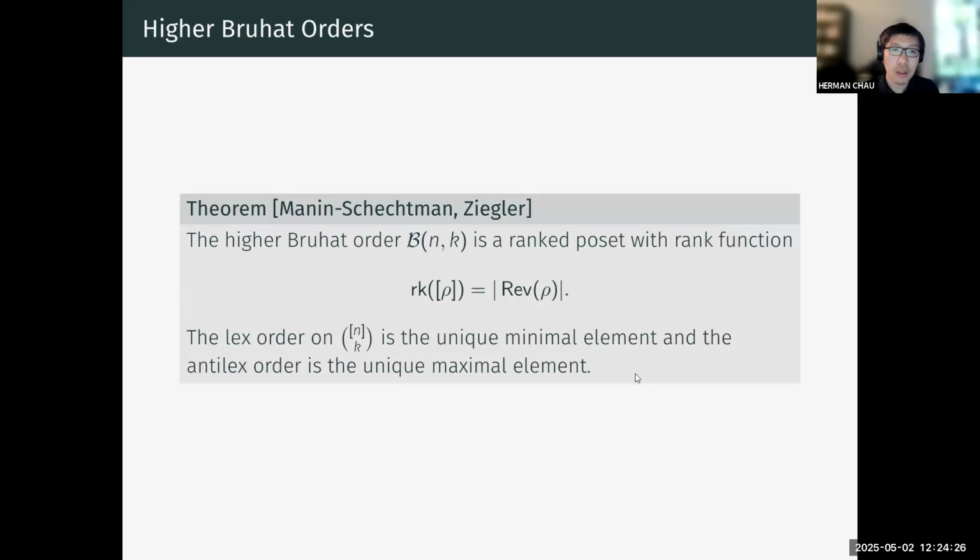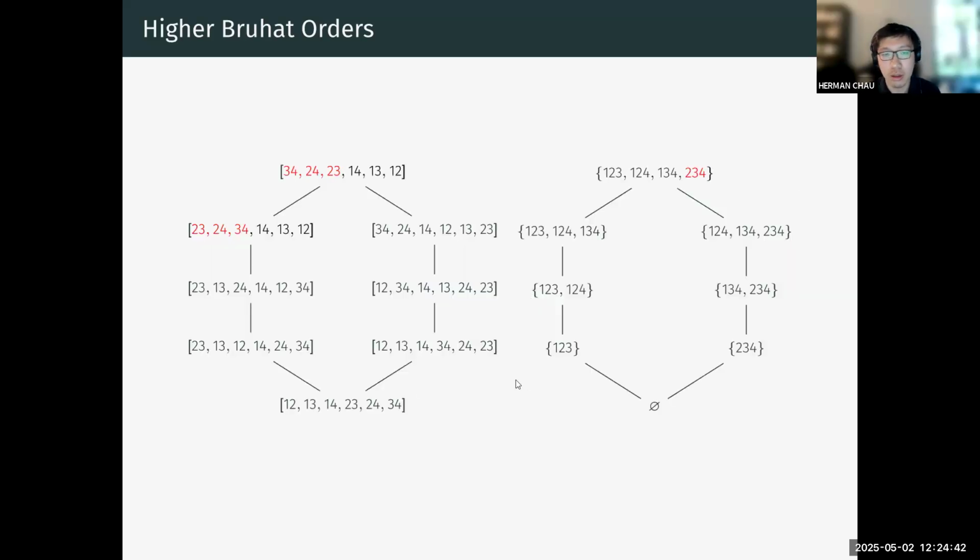Cool. So a nice property of the higher Bruhat orders is that they are a ranked poset. Specifically, it has the rank function where if you give me an admissible order, the rank is just the number of elements in its reversal sets. I'm just going to go back to the page here. If you just look at the admissible orders, it's a little hard to tell the rank. But if you look at the consistent subsets, the rank 0 element is just the empty set. And then it's ranked simply by the size of these sets.